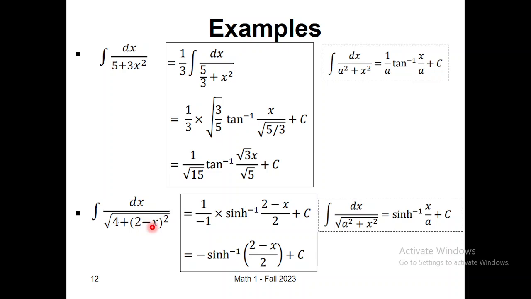So if you consider this as x squared, the result will be sine inverse x over a, which is 2. So in our case, we have the same result, but instead of x, we have to put this bracket 2 minus x, and also we have to divide by the scalar of x, the constant multiplied by x, which is negative 1. So the result will be sine inverse of 2 minus x instead of x, divided by 2, which is the square root of this number, and also we have to divide by the scalar factor of x, which is -1.